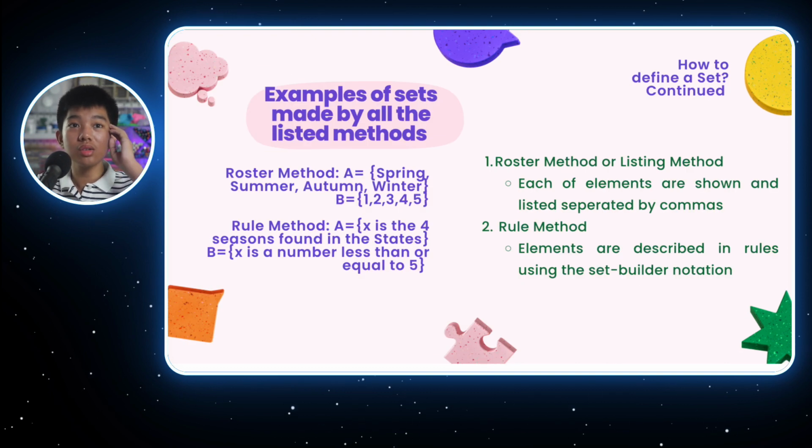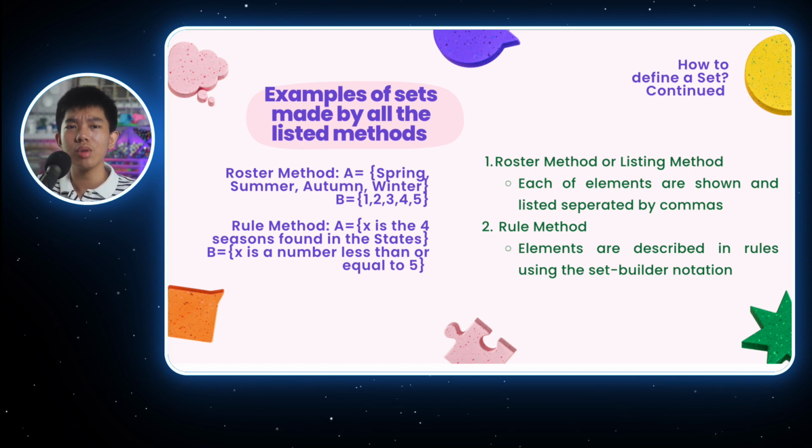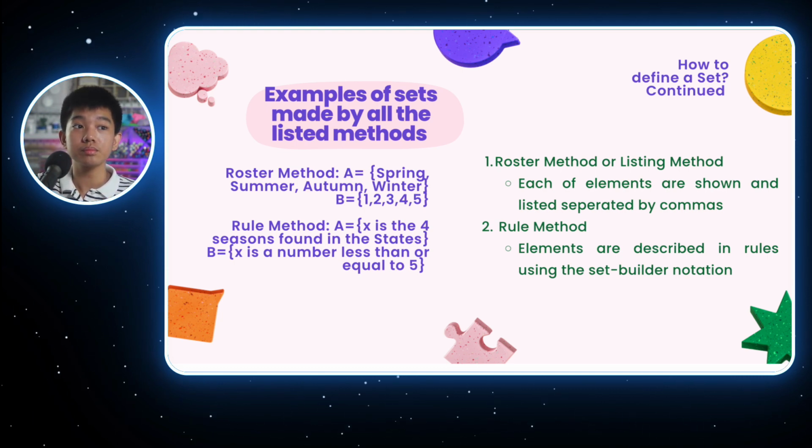Now, how exactly do we make a set? You can make a set in two different ways. You either use the roster method, which is also called the listing method, in which all the elements are shown and listed separately by commas, or the rule method, in which you use a variable to represent each element by explaining the connection between all of them. If you look to your left, you'll see an example.